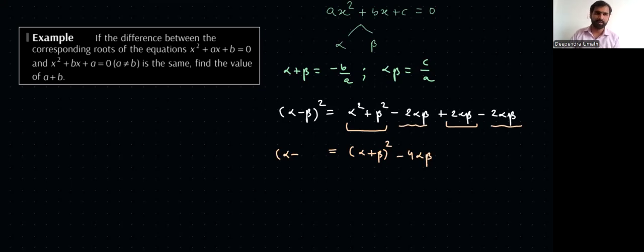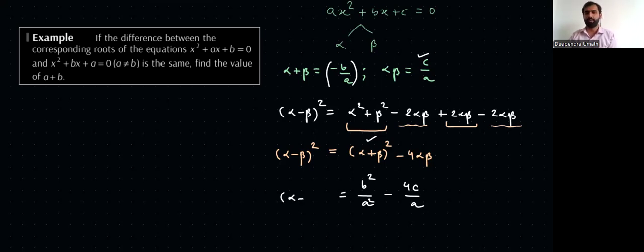Now, why have I done all this? You'll realize it now. Please understand. Alpha plus beta we have already cracked as minus b upon a. So minus b upon a when squared gives you b squared upon a, sorry, this is going to be b square upon a square, because the whole minus b upon a should be squared. Minus 4 times alpha beta, which is c upon a, so that is 4c upon a. On the left hand side, you have alpha minus beta whole square.